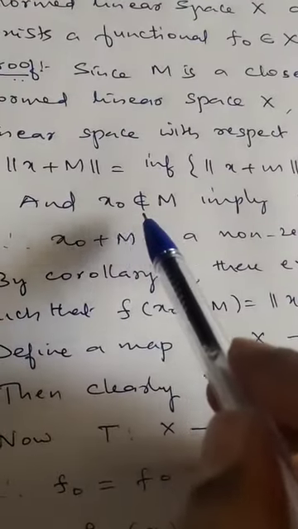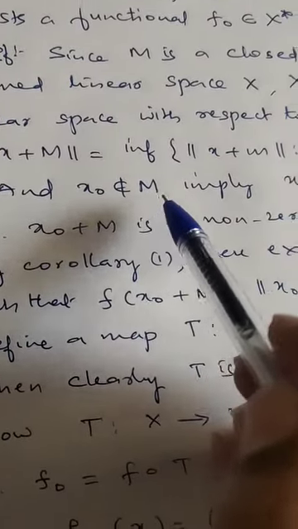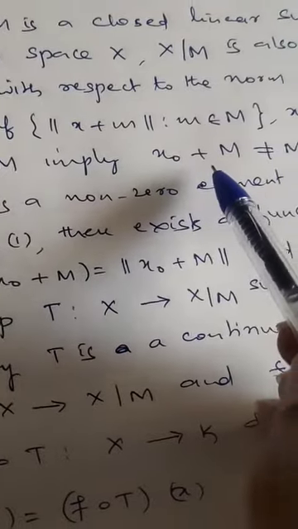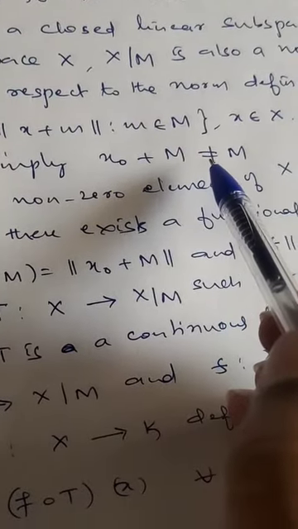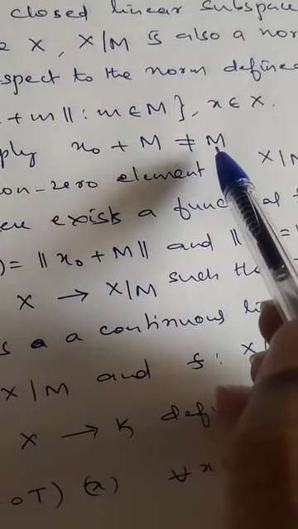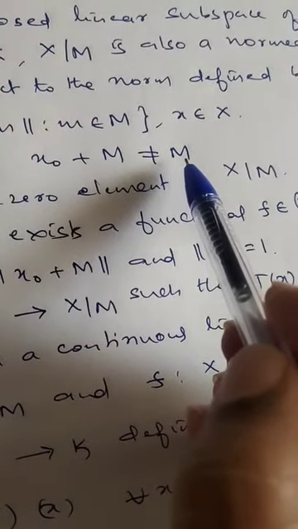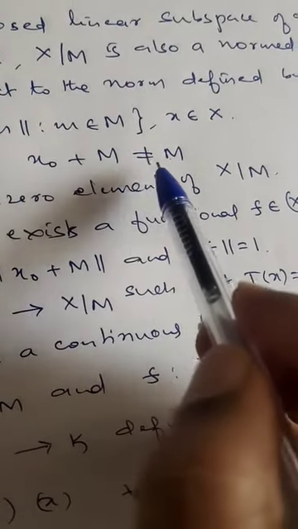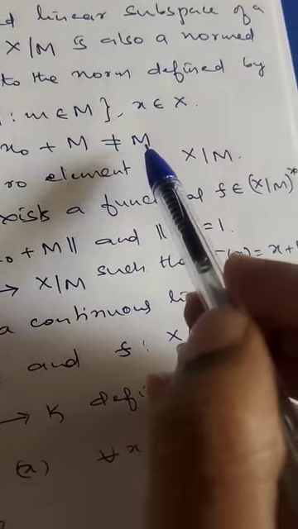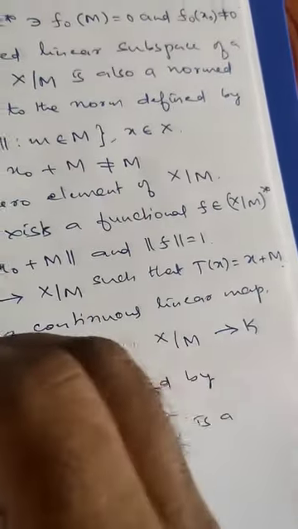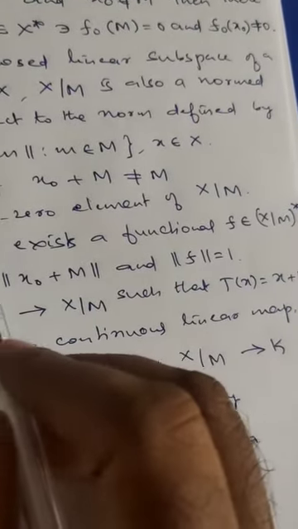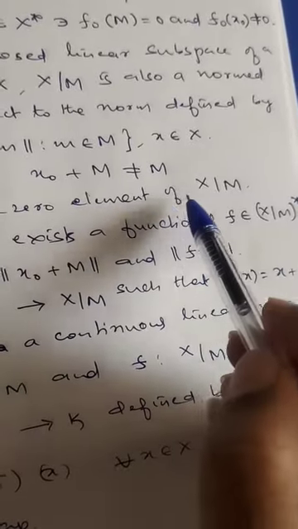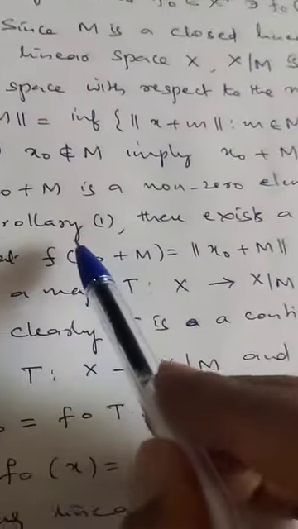And x naught is not an element of M implies x naught plus M is not the 0 element of X by M. That is, the 0 element of X by M is what? M. Therefore x naught plus M is not equal to M, therefore x naught plus M is a non-zero element of X by M. Then by corollary 1, what will happen?